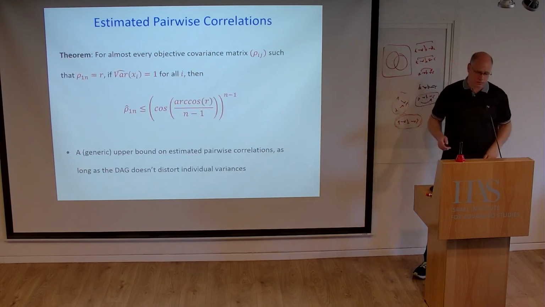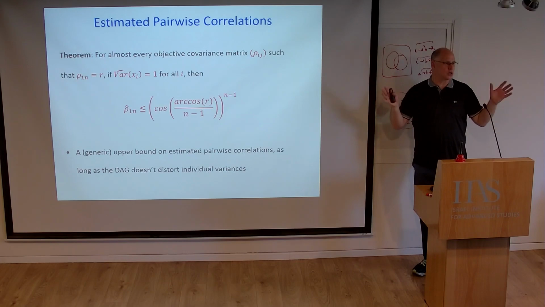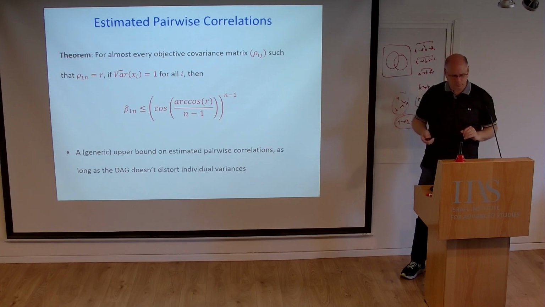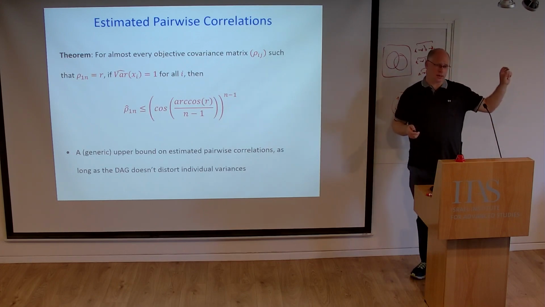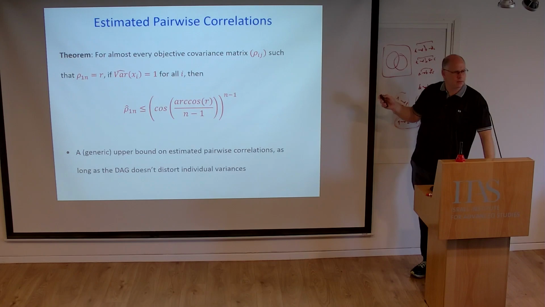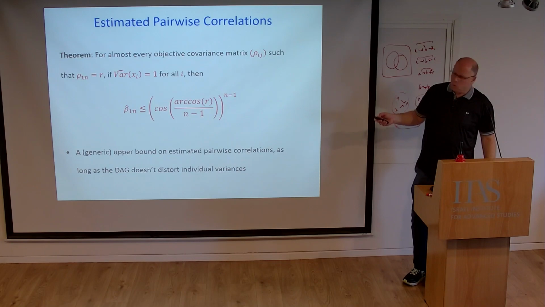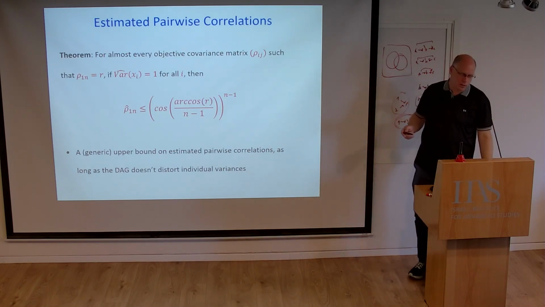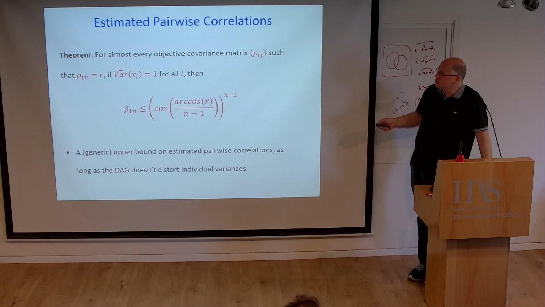And here's the result. The result is about what's the largest estimated correlation that you can get from a wrong DAG, given that the true correlation between 1 and n is r. But this result has some kind of qualification, so I need to unpack them. With this almost, let's wait with that for a second. It's kind of a genericity argument here. We actually think that we don't need this almost. It's just that we don't know how to prove it without this almost. Our entire proof strategy requires this genericity thing, although we think it's a conjecture that we don't need that almost. So let's put it aside for a second.